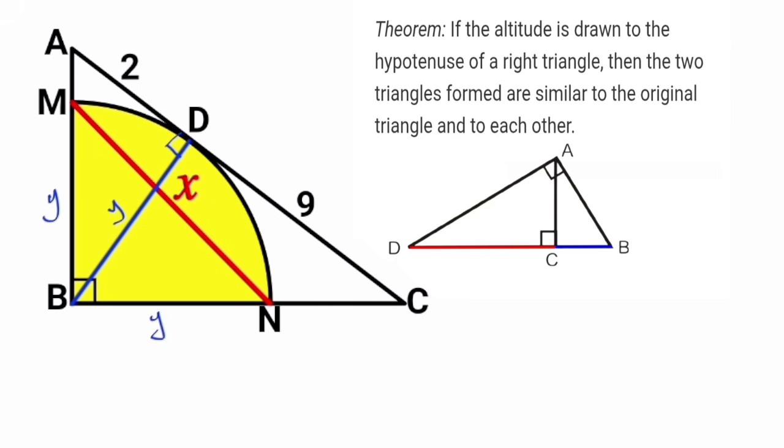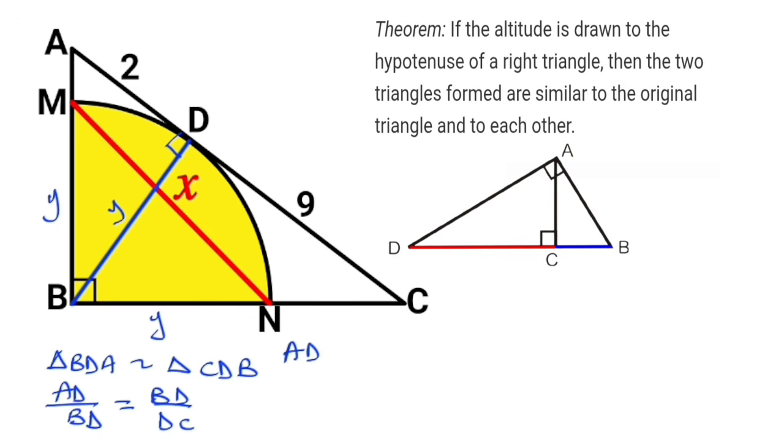Going further, let's recall the similar right triangles theorem. It states that if an altitude is drawn to the hypotenuse of a right triangle, then the two triangles formed are similar to the original triangle and to each other. From this theorem, it follows that triangle BDA is similar to triangle CDB, and the proportionality of their corresponding sides is AD over BD is equal to BD over DC.